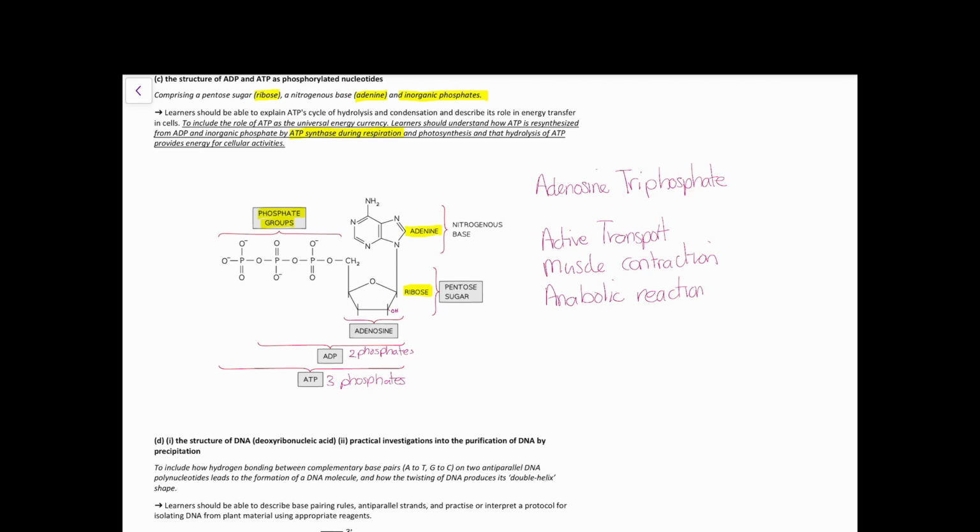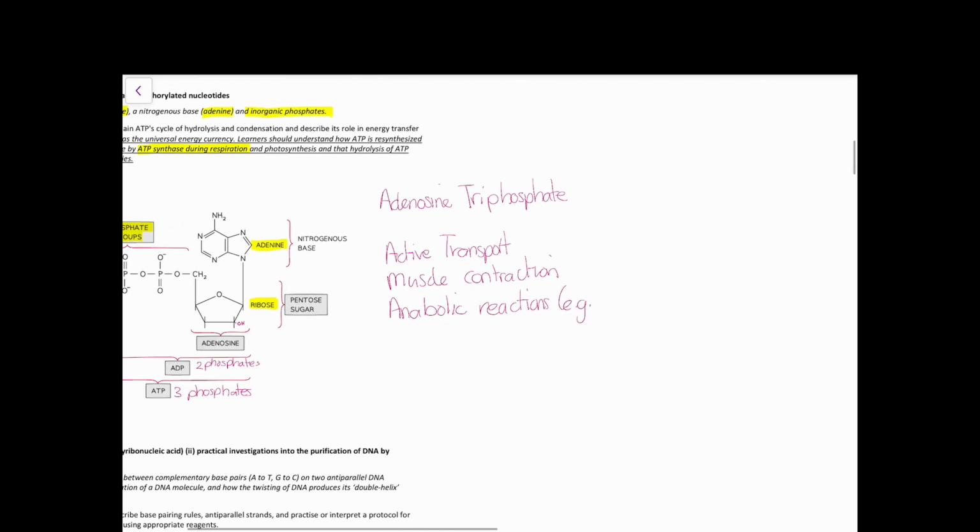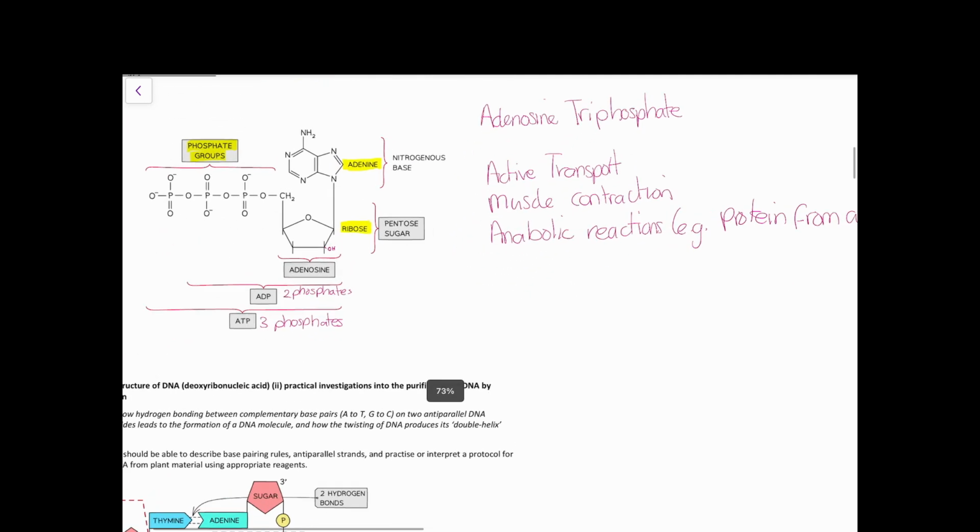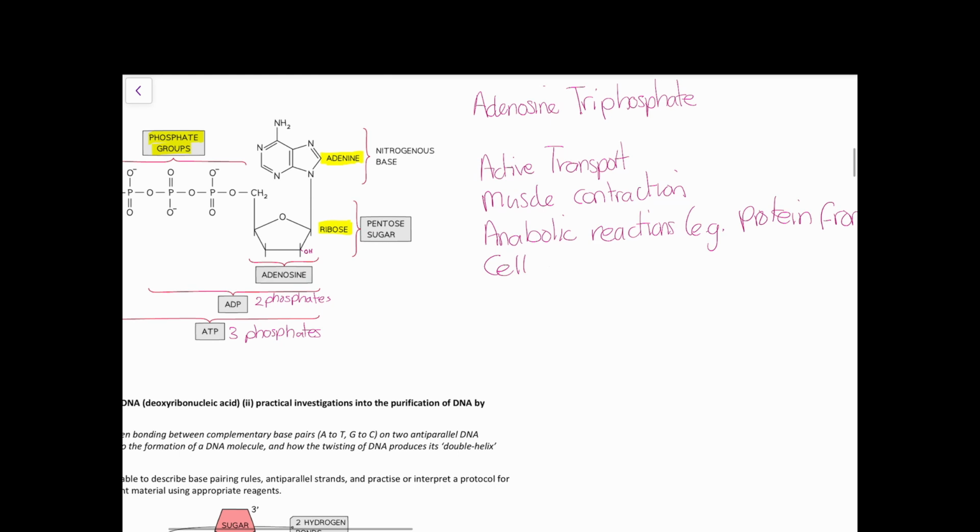You might not be as familiar with the term anabolic reactions, but you'll know lots of examples of them. It's any time where big molecules are being built up from their components, so for example, proteins being built from amino acids. Another example that works as well is cell division.